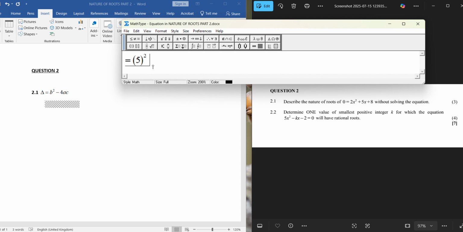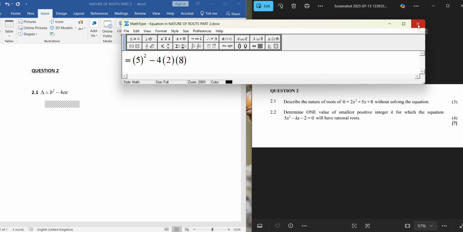Now we go further to substitute minus 4 times the value of a. Remember, a is the coefficient of the x squared term. Here is our x squared term. The number before the x squared is positive 2, which represents the value of a. Lastly, we substitute the value of c. What is c? The constant, the number without an x. The only number without an x here is positive 8, which represents the value of c.